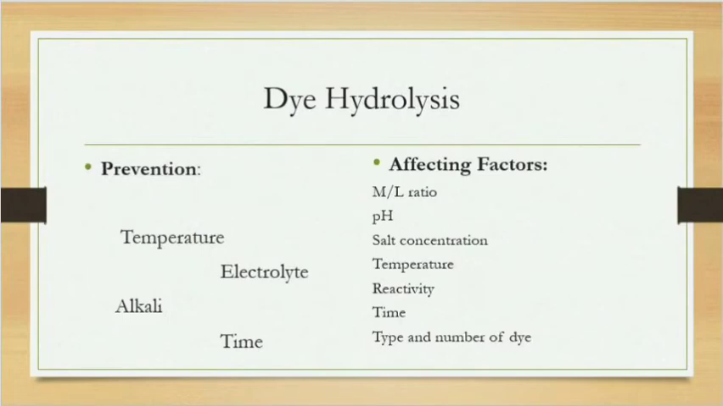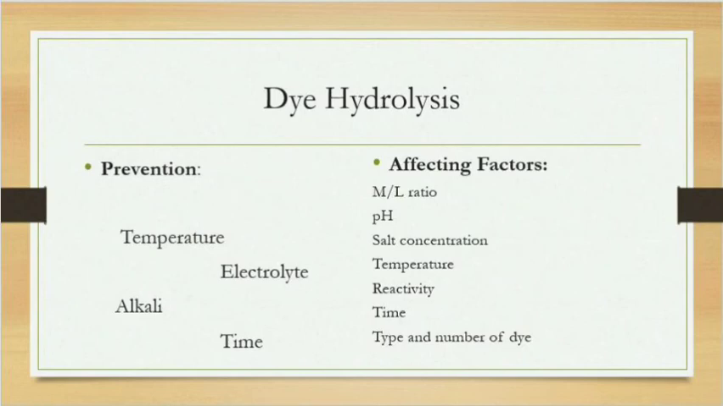But we can prevent hydrolysis. To prevent this, we have many factors to control: temperature, electrolyte, alkali, and time. For temperature, it should not be above 40 degrees Celsius during dissolving. Use a large amount of electrolytes for exhaustion. Alkali solution and dye solution should be prepared separately and mixed just before using. Both solutions should not be kept for a long time after making. Thus, we can prevent hydrolysis.